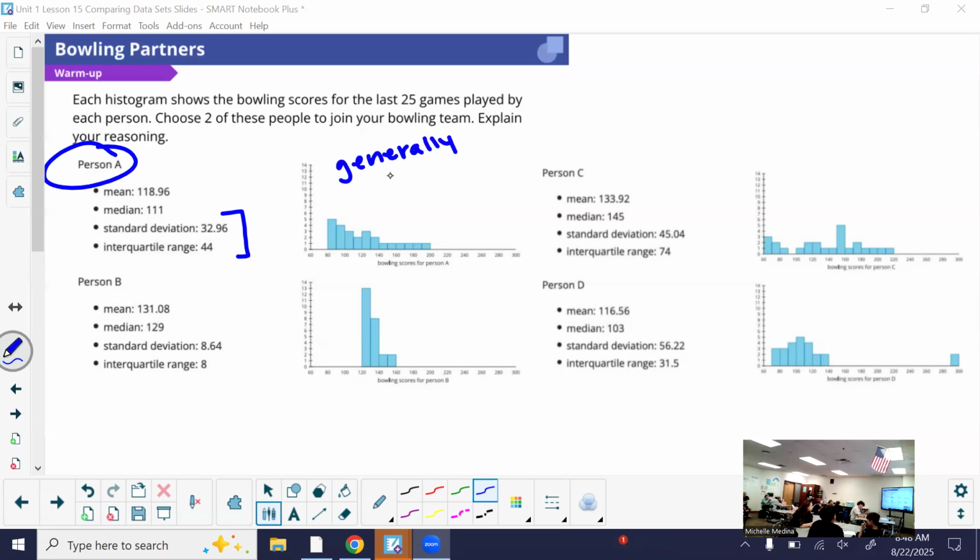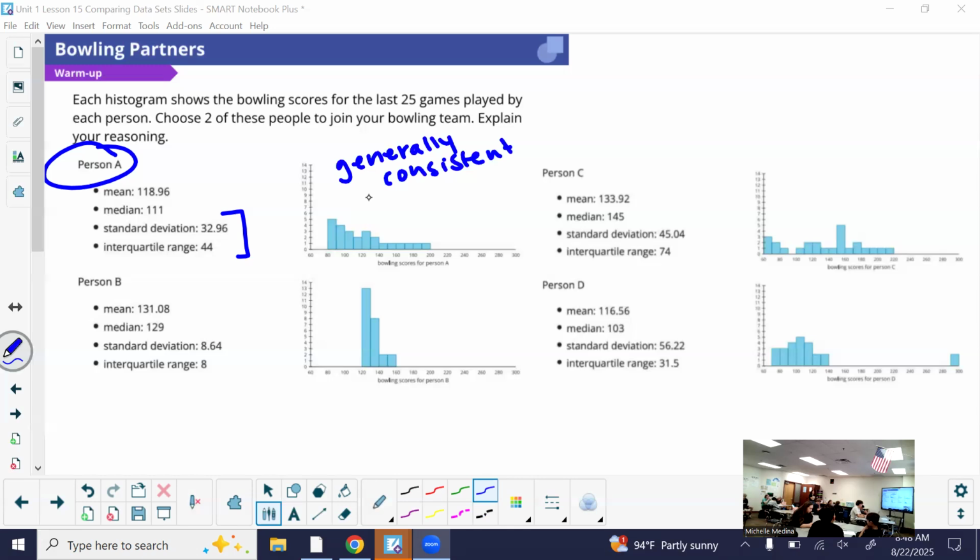Like you said, it was very spread out. Compared to the others, it's generally consistent. It's the second highest, or sorry, the second lowest standard deviation. So if they're generally consistent, we might want them on our team.